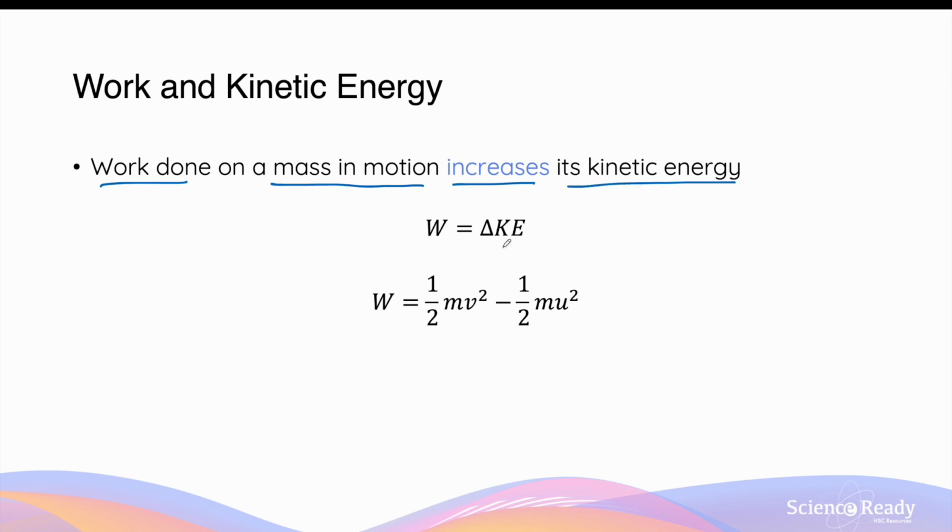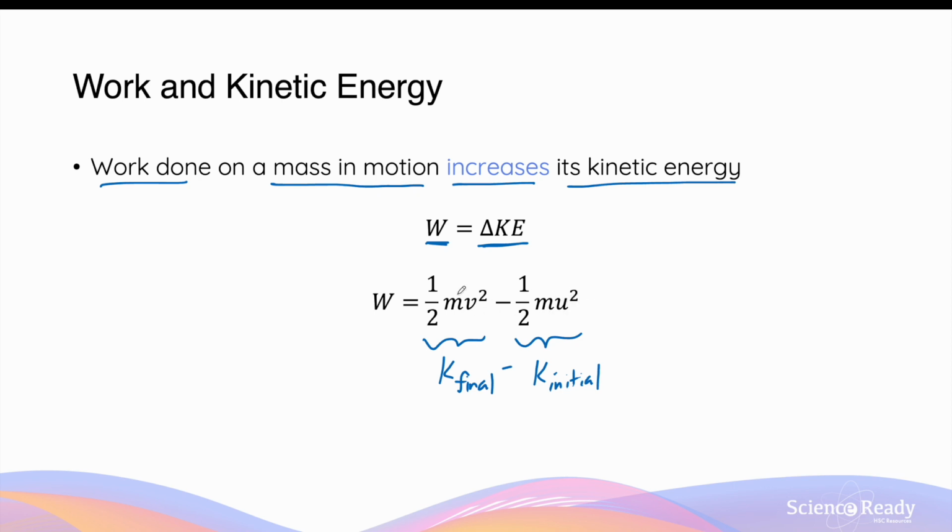Algebraically, this is expressed as the following equations. The work done, which is the total amount of energy transferred onto the mass, will be equal to the change in kinetic energy. The change in kinetic energy is defined as the final kinetic energy minus the initial kinetic energy. The final kinetic energy is half mv squared, where v is the final velocity, and the initial kinetic energy is expressed as half mu squared, where u is the initial velocity.